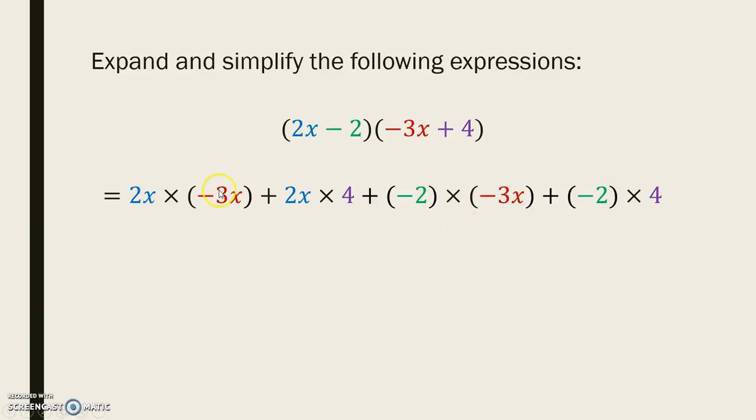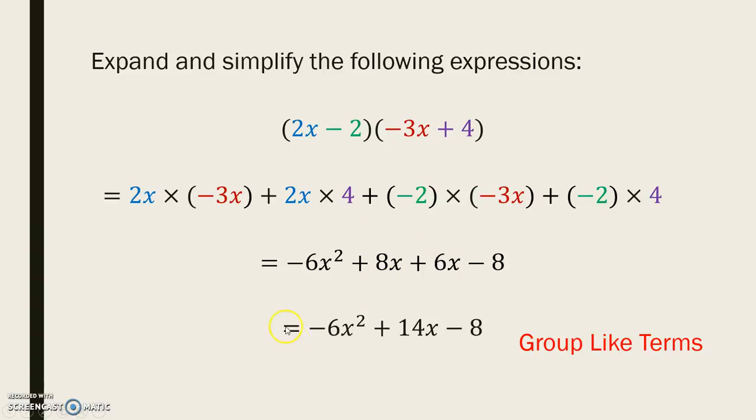So this here, 2 times -3 is -6x squared, 2 times 4 is 8 with the x, -2 times -3 is +6x, -2 times 4 is -8. Group the middle term, that's 14x's. -6x squared plus 14x, take 8.